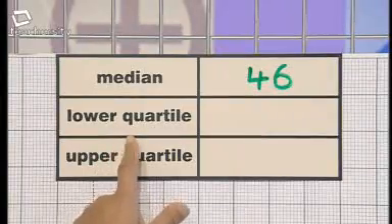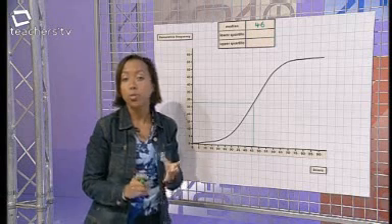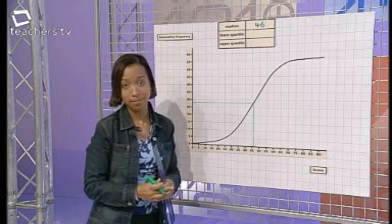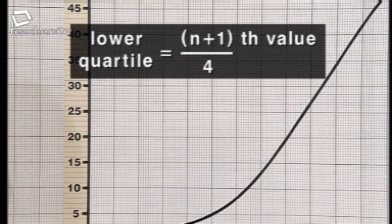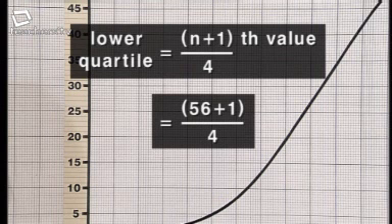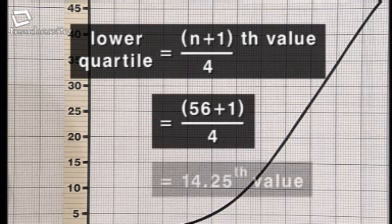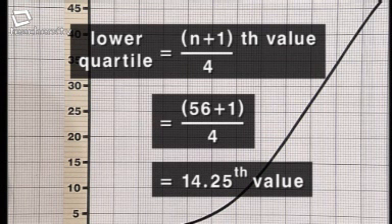Next, the lower quartile. This is the value which is 1/4 of the way into the data. To find the exact position of the lower quartile, you can use this formula. 56 plus 1, 57, divided by 4 is 14.25. Again, you might decide that it's sensible to approximate. Drop the plus 1 and simply divide 56 by 4, which gives 14.